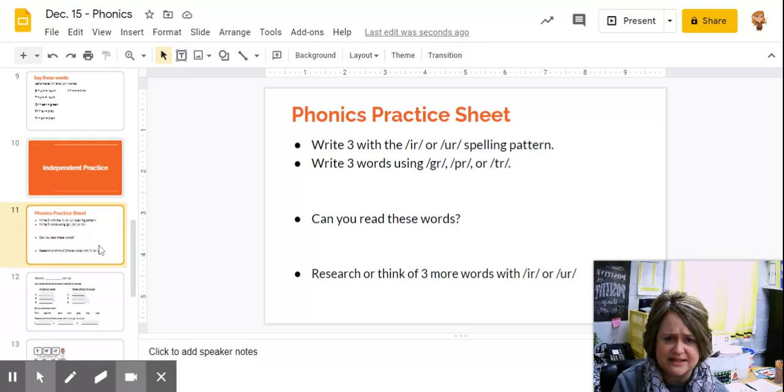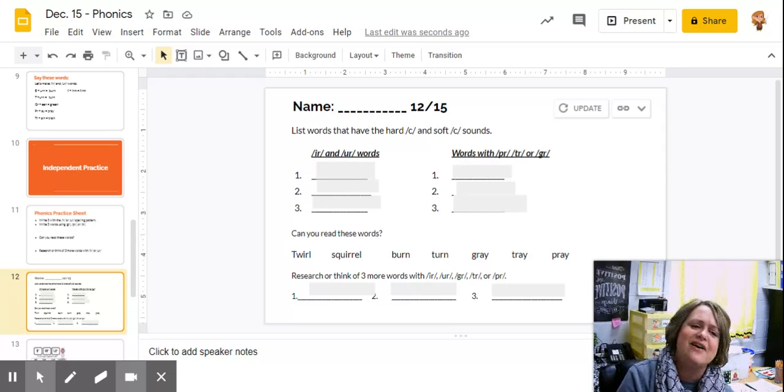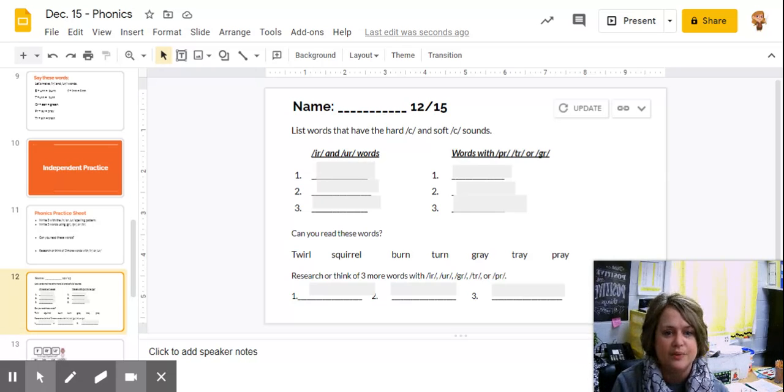Okay, so for independent practice today, you're going to write 3 words that have the IR or the UR spelling pattern. So right here, here's the 3 words, and it has both of those stuck together. So it's either IR or UR, just write 3 of those, not 3 of each. And then you're going to jump over and you're going to write 3 words that either have a PR, TR, or GR at the beginning. Okay? If you want to do one of each, that's fine. If you want to do 3 PR words, that's fine. If you want to do 2 PR and a TR, that's fine. Okay? So don't get all hung up on, I have to do one of each. Whatever you want to do is fine with me as long as they are real words.